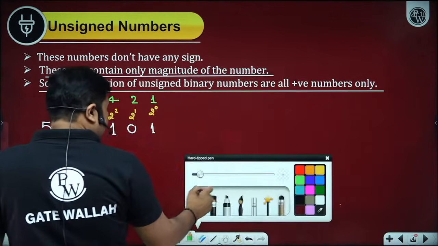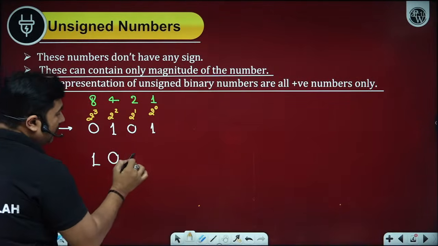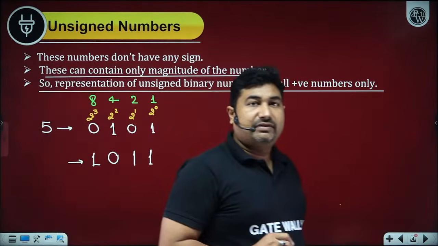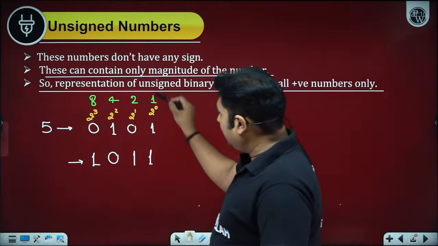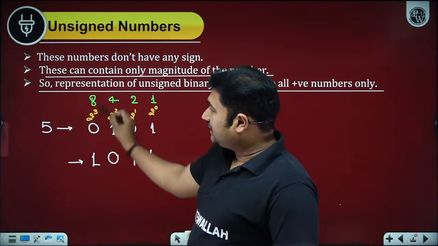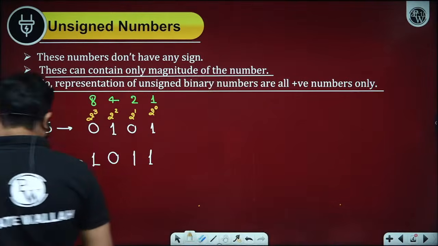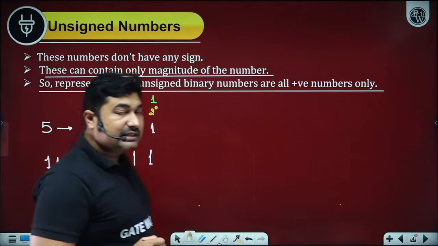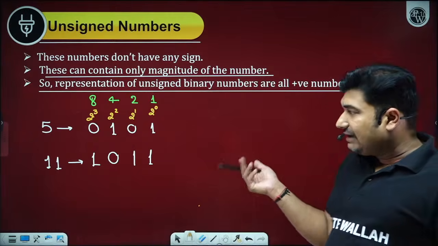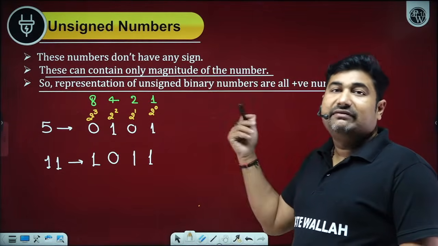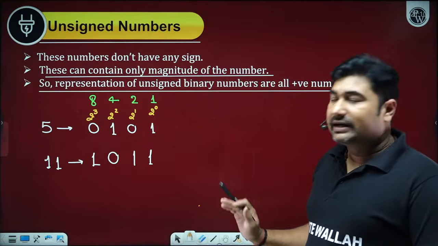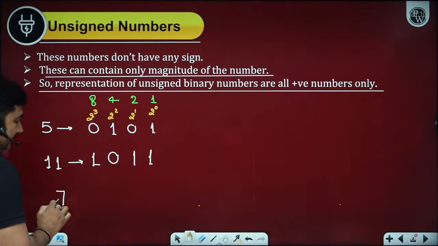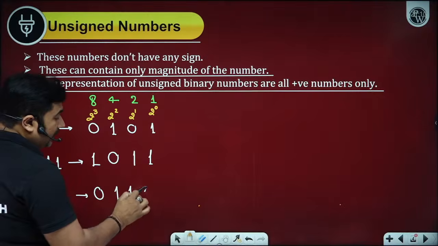In the same way, if I am representing 1, 0, 1, 1, it is the binary equivalent of which number? Can you tell me? Sir, 1, 2, 2 plus 1, 3, 3 plus 8, 11. How many of you are able to understand? So this number is representing 11. This binary representation of 11 only represents the magnitude. In an unsigned number, it only represents the magnitude. In the same way, if I am writing 7, then what is 7? 0, 1, 1, 1. Is it okay?